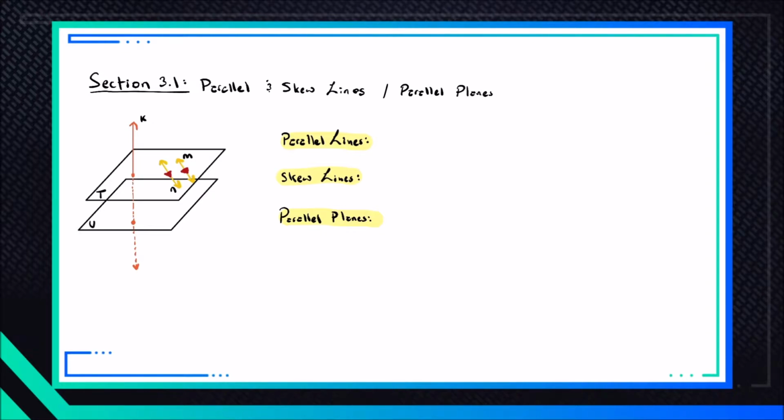So you probably know what parallel lines are. Those are lines that do not intersect, and they're coplanar. And you probably could put together what a parallel plane is going to be. Those are going to be two planes that do not intersect.